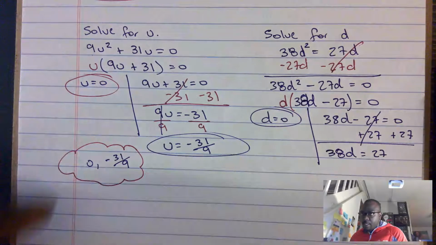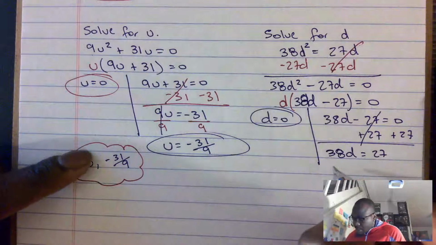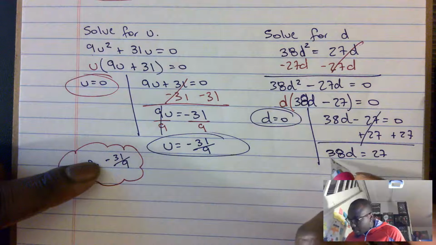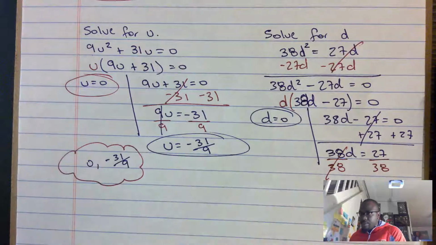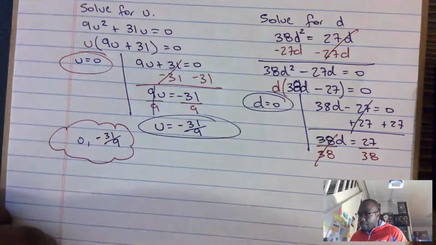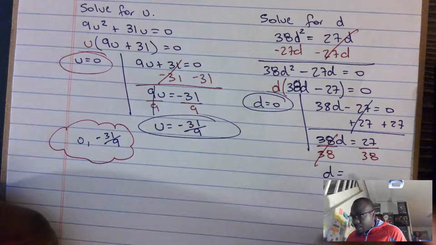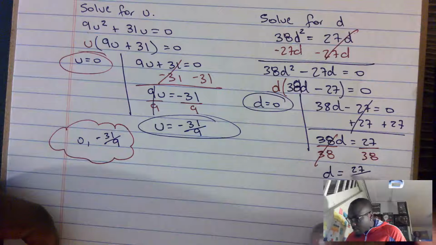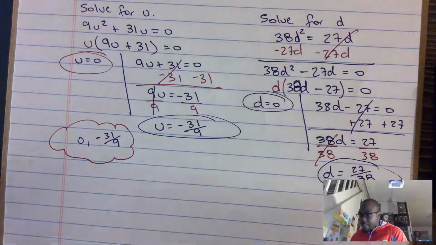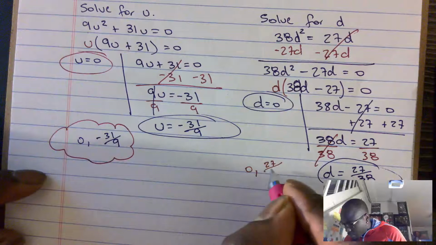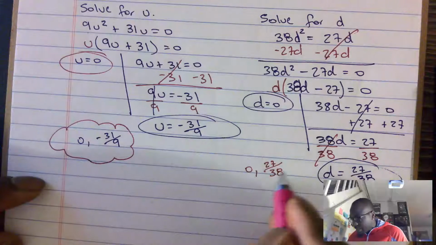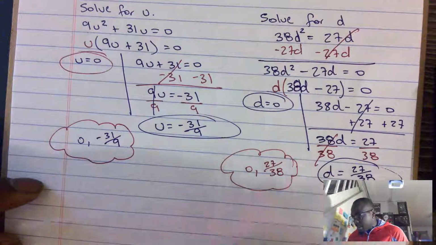If I want d, I need to divide by 38 on both sides. Those cancel. So what do I have? d equals 27 over 38. That's my second answer, and when I'm entering it on Excel, it's going to be 0 and then 27 divided by 38.